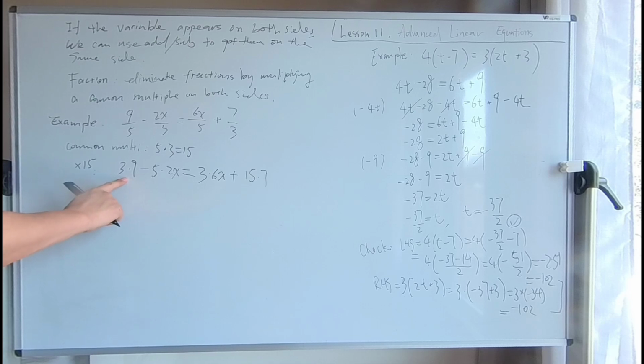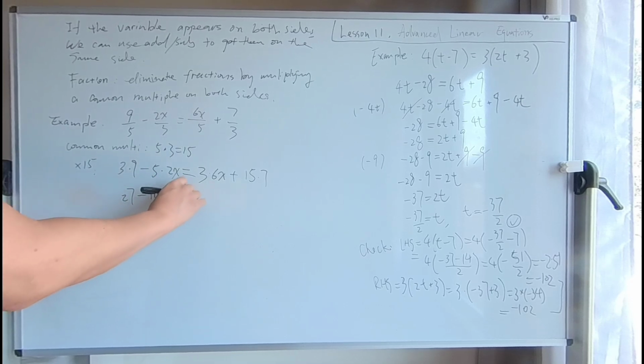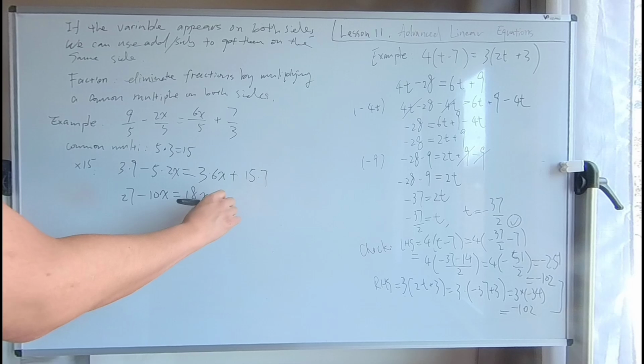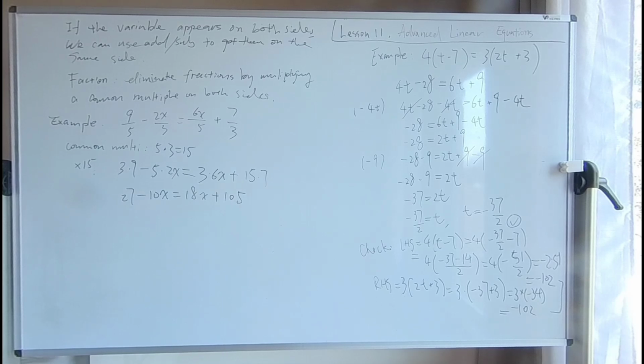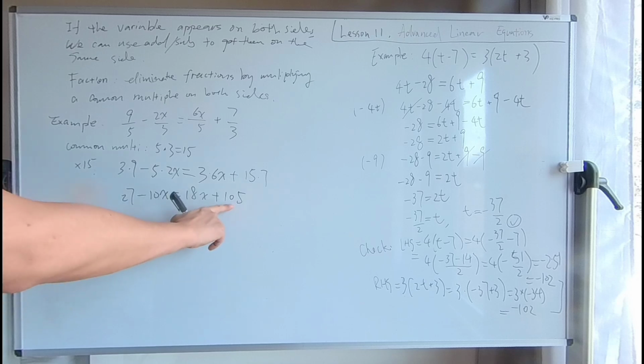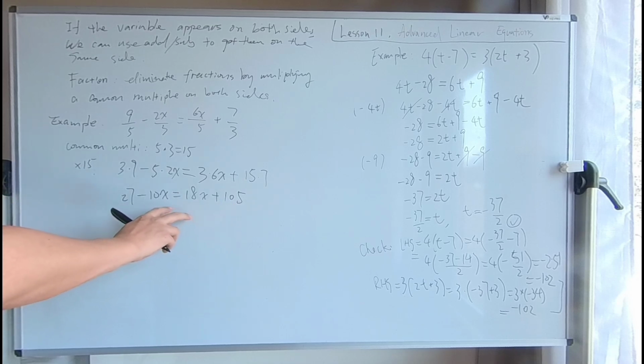So now I can simplify further. I will have 27 minus 10x equals 18x plus 105. Now I can start moving around these numbers as usual, as I solved the example over there. I might be doing this a bit quickly. Let me decide to move all the variables to the right hand side and all the constants to the left hand side.